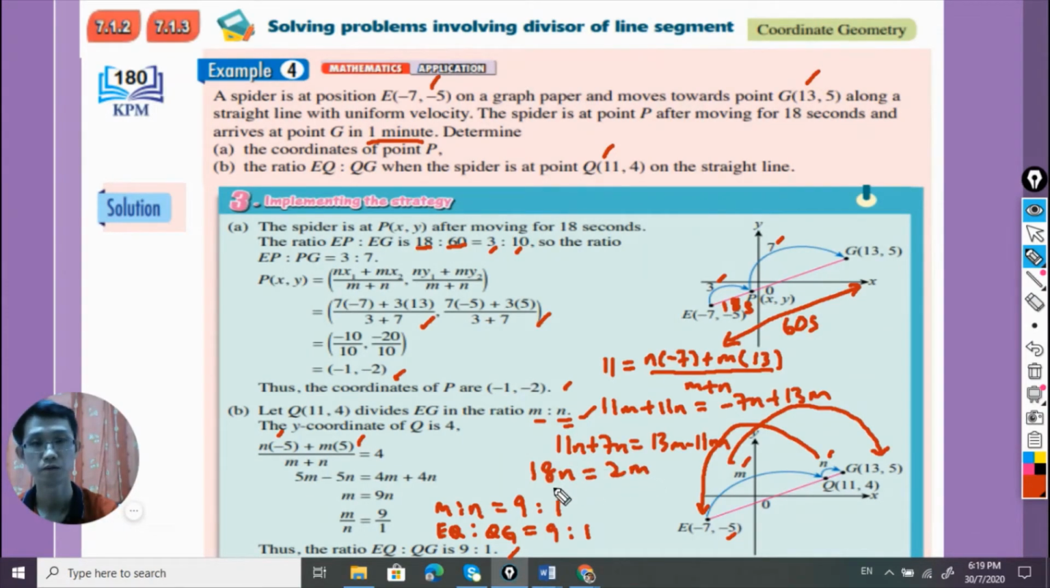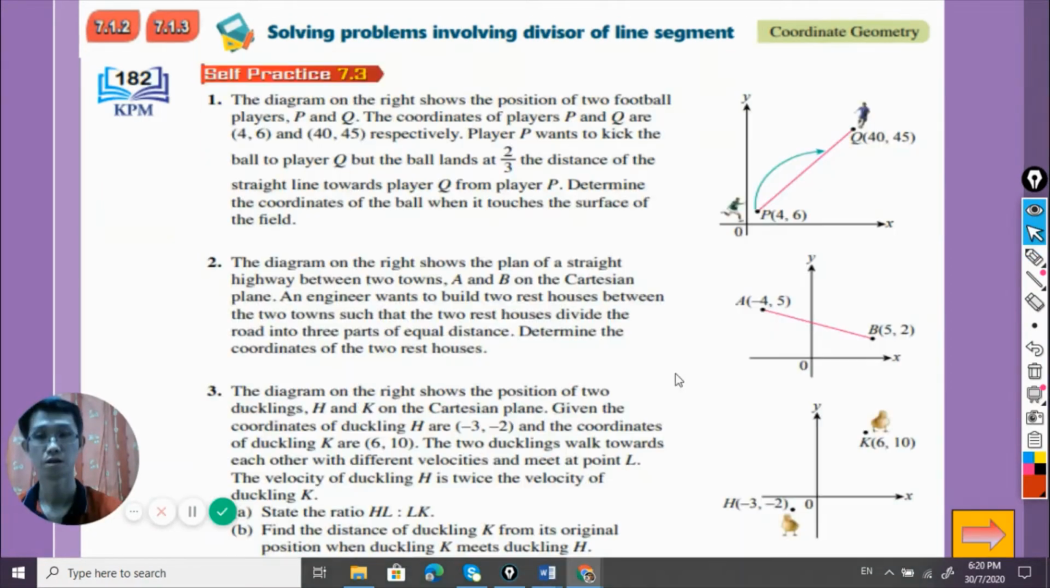By moving the 2 over and the n over this side, you get 18 over 2 equal to m over n. In other words, after simplification, you get 9 over 1. In the same way, you can express the ratio m to n as 9 to 1, which is EQ to QG equal to 9 to 1. So no matter which coordinate you apply, you will still get the same ratio m to n, or EQ to QG. Now let's move on to the next example.